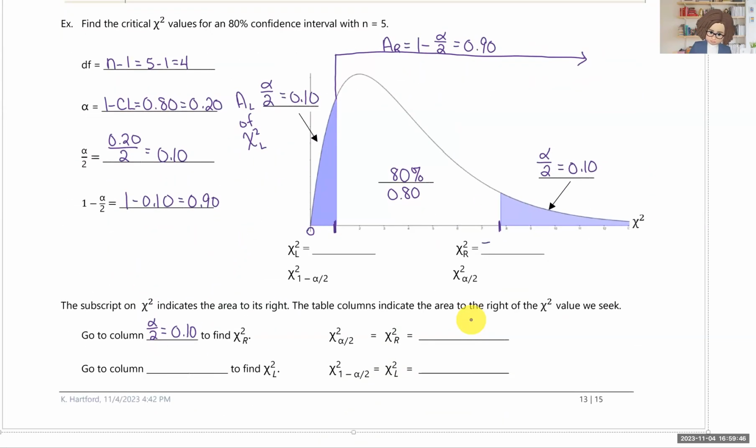So chi-square right is 7.779. And I got that by going to that column. Now I could put the subscript on, the 0.10. We can usually just skip that step, it's fine, but the subscript there did tell you what column I went to, and that's 7.779.